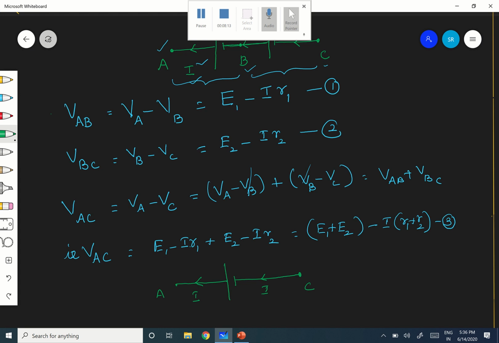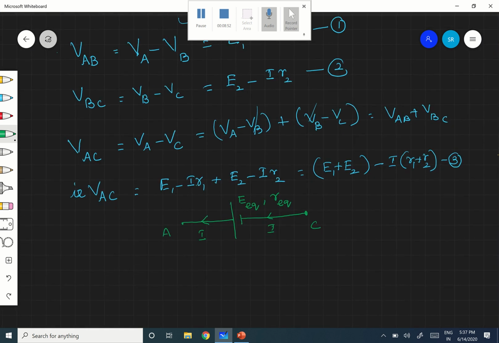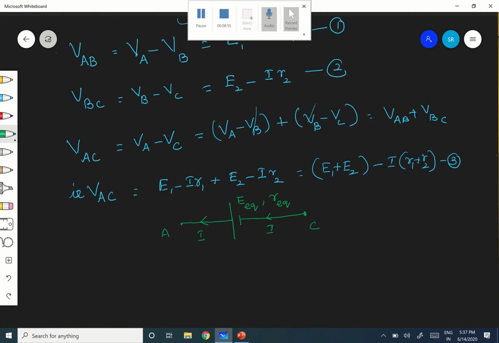Current is I. Therefore, what should be the EMF of the cell? The EMF of the cell should be E equivalent, the equivalent EMF of both the cells when they are in series. Like that, what is R? The internal resistance is R equivalent, the equivalent internal resistance of both the cells with EMFs E1 and E2. Are you following why? Because if I am replacing with the single cell, the current is the same. Now I can get one more expression for VAC.